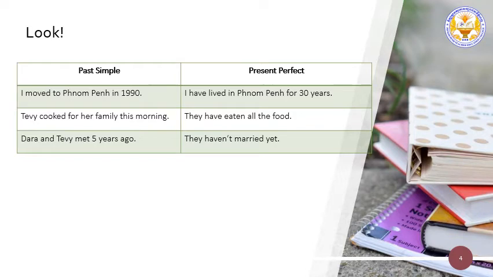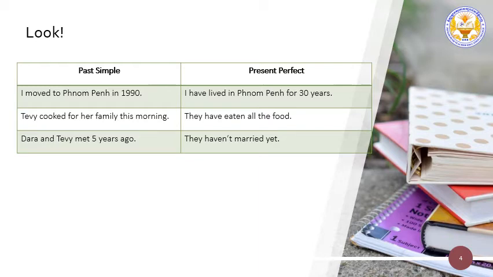Okay, so now look at this sentence. I moved to Phnom Penh in 1990. So now it's 2020 already. So it means that I moved to Phnom Penh at that time, completely finished moving at that time already. That's why I use past simple.